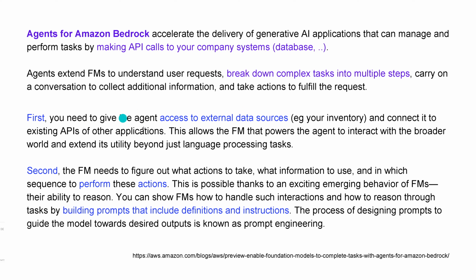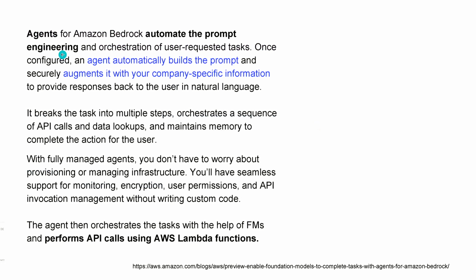First, you need to give the agent access to your corporate data sources and connect it with existing APIs. Second, the LLM needs to figure out what actions to take for a particular job that you want the LLM and the agent to do. So the LLM has to configure the agent in a particular way. So this includes building prompts that include here the definitions, what to do, how to perform the task, and instructions for this task. You know this. So what they do, the agents automate the prompt engineering and the orchestration of the user requested task.